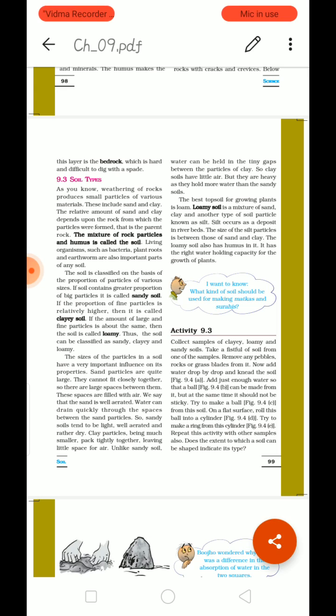The loamy soil also has humus in it. It has some nutrients. So it has the right water holding capacity for the growth of plants. So loamy soil can be seen in gardens, etc. In the garden, if you pour water, it will absorb soon, isn't it? So it has the right water holding capacity. So that soil is a loamy soil.